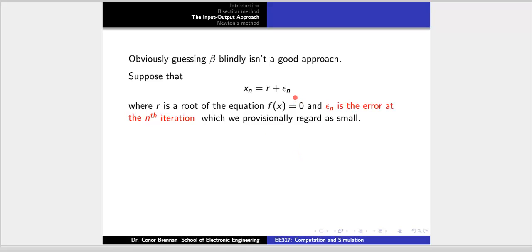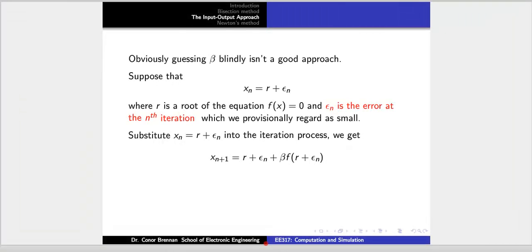Let's make life a little bit easier for ourselves. Let's imagine we've been lucky thus far, and our estimate xn is kind of close to the root. So epsilon n is kind of small, just to make this analysis a little bit easier. Let's put this error expression into our iteration process. The iteration process says x of n plus 1 is equal to x of n plus beta times f of x of n. This is going to be our new estimate.